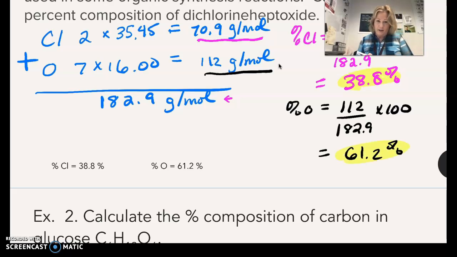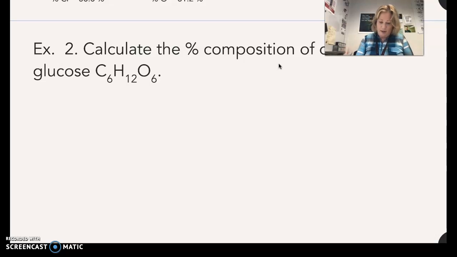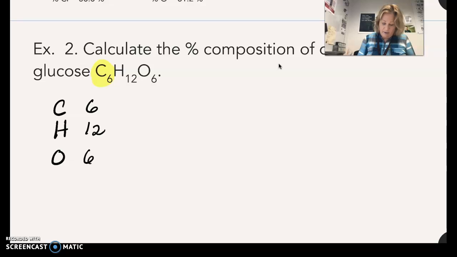And if they don't, they should add up to really close to 100, because sometimes it can just be the rounding. Let me show one more type. Another type of problem is if you wanted to know just the percent composition of a particular element in a compound. So you still have to calculate the molar mass of the compound. I'm counting how many atoms I have. I look on my periodic table to get the molar masses.